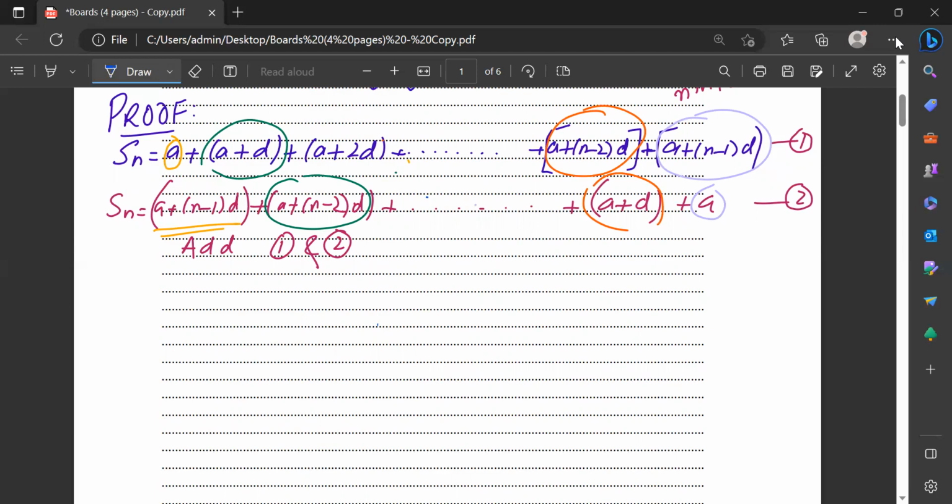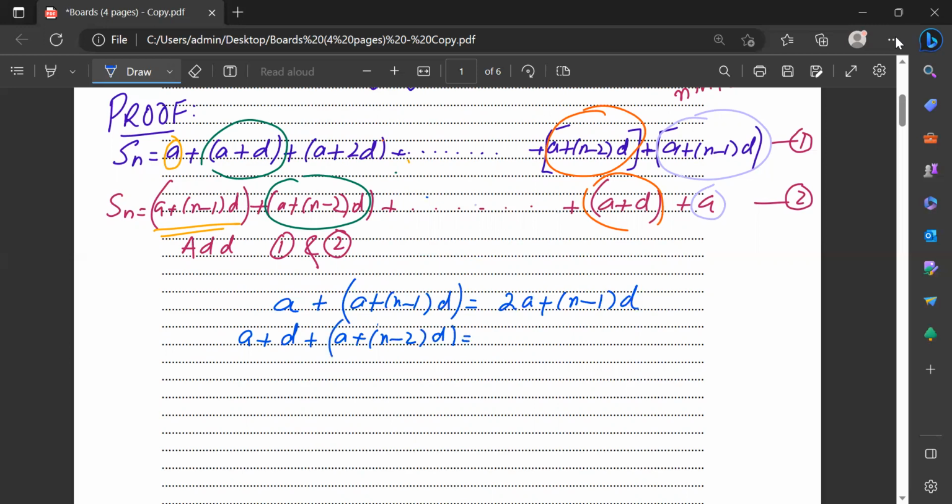So a added to a plus n minus 1 into d is equal to 2a plus n minus 1 into d. You can easily understand this. The second term, a plus d, added to the second term of equation 2, which is a plus n minus 2 into d, we can simplify.